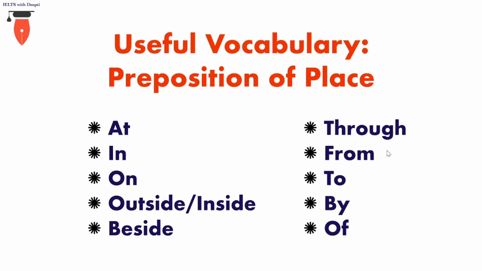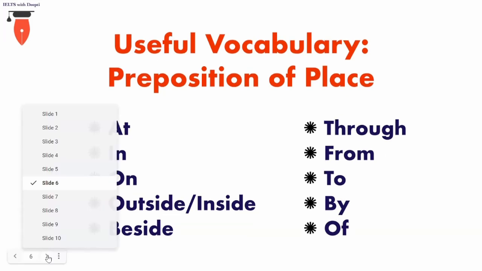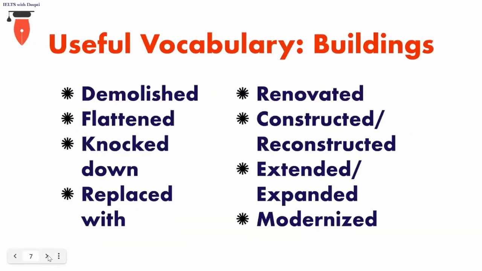Now let us move to the next slide, and we will talk about some important vocabulary words pertaining to buildings. So words like demolished, flattened, knocked down would mean that some structure is actually removed completely. So shops were knocked down and replaced with a skyscraper. So that is how you can use it. Knocked down is something that is completely destroyed and replaced with something that is built in place of that.